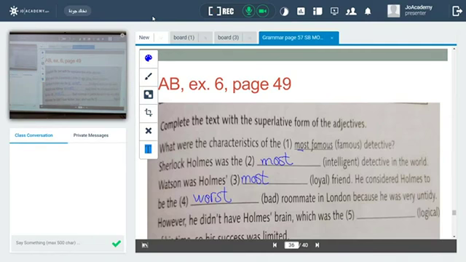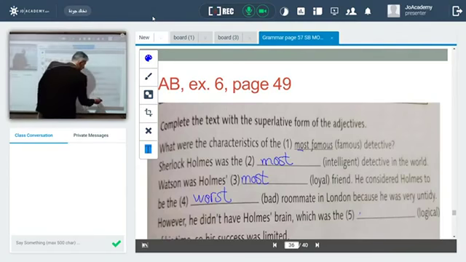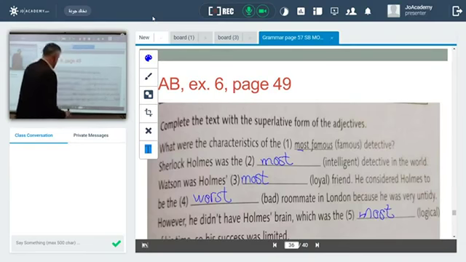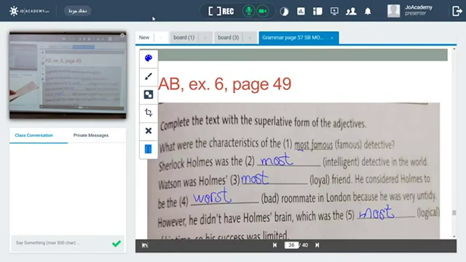However, he did not have Holmes' brain, which was the dash logical. So what do you think is the answer? Of course, it's the most logical. Most logical of his time. So his success was limited. Let's see the answers.